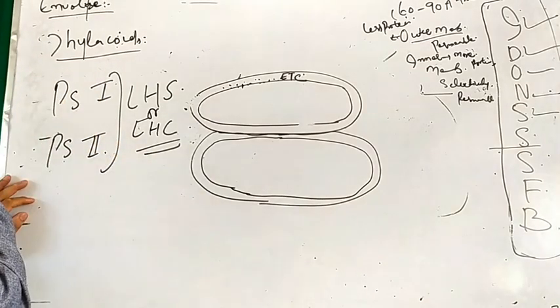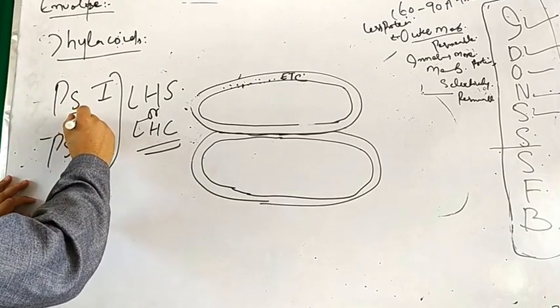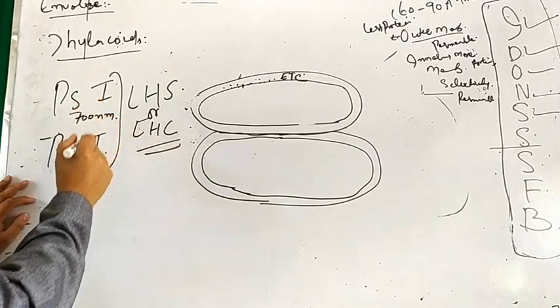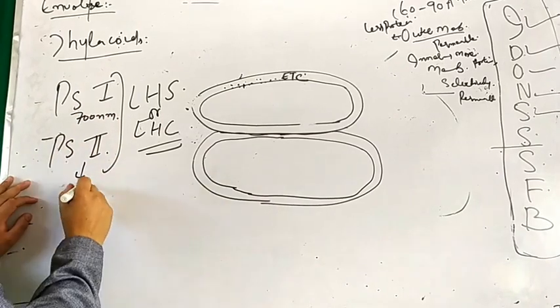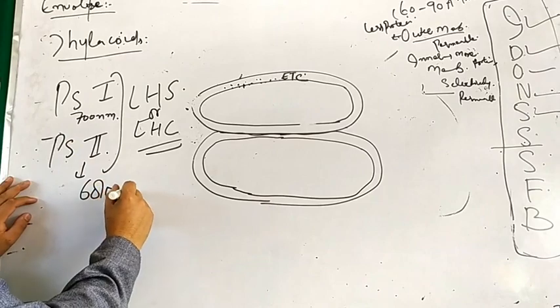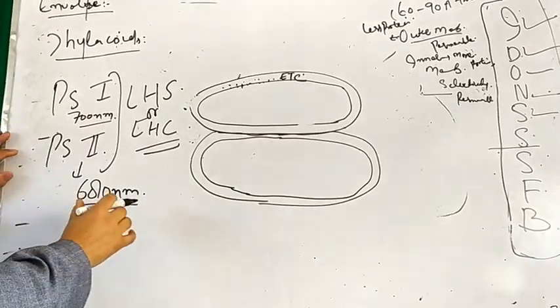Photosystem first absorbs light at 700 nanometers, and this one absorbs light at 680 nanometer wavelength. Okay, this is to be remembered.